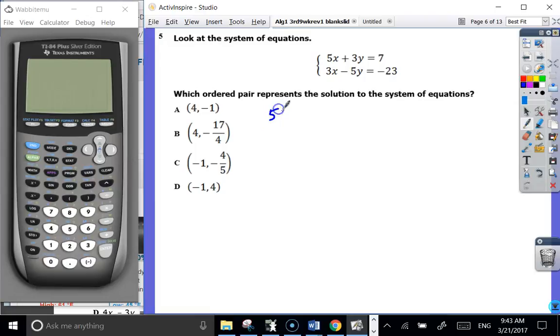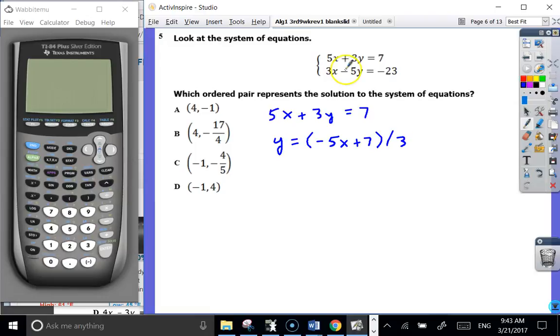The first one, 5x plus 3y equals 7. What is that going to look like when I solve it for y? I'm going to do it in one step. Watch. Y equals negative 5x plus 7, divided by 3. Right? I moved over the 5x, that became negative, and I divided the whole thing by 3. And I'm not even going to simplify because we don't have to. We're putting it in the calculator.